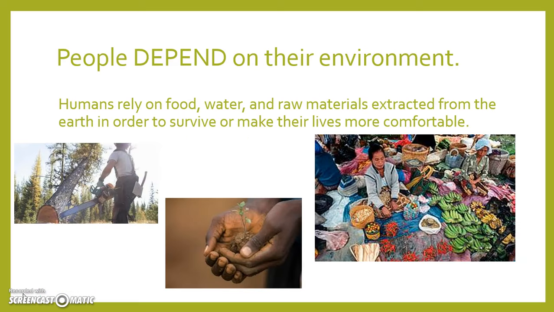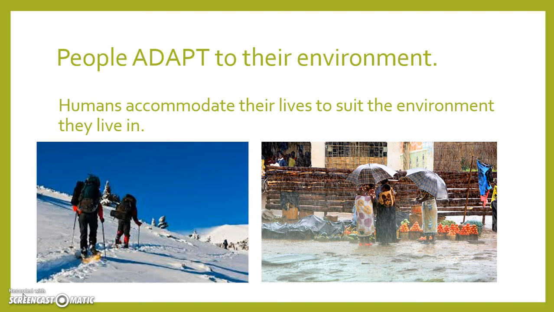People depend on their environment. Humans rely on food, water, and raw materials that they extract from the earth in order to survive or make their lives more comfortable. So that is one way in which people interact with their environment, by depending on it. Another way is by adapting to it. Humans accommodate their lives to suit the environment they live in.